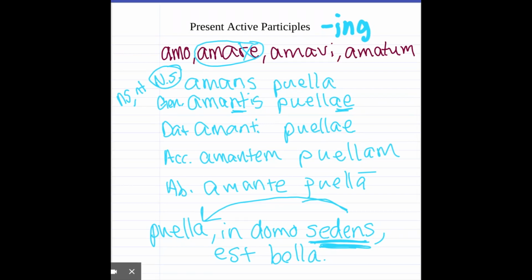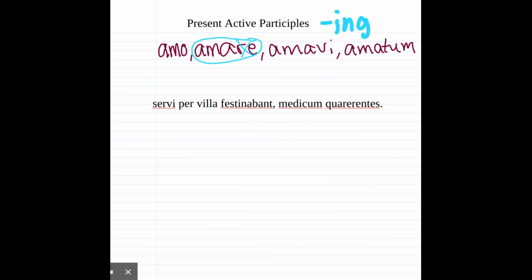So let's do one more. In the last time we were here, we talked about being able to notice them. By them, I mean our participles. We learned that it will either have an -nt in it or end with an -ns if it's nominative singular. So I'm going to go ahead and highlight this because I know that this is my participle. And I know festinabat is my verb. So let's just go ahead and go into our verb or our comma.